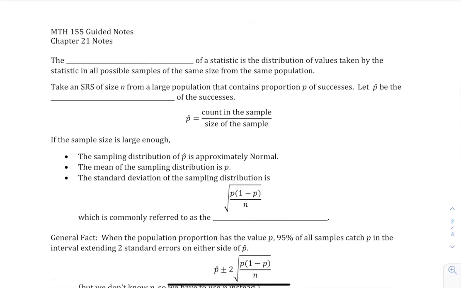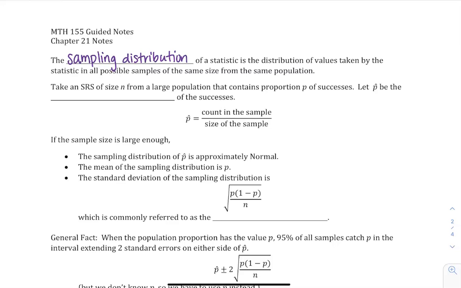So we need to start with this idea of the sampling distribution. What is a sampling distribution? Well, it's going to provide us the distribution of values taken by the statistic in all possible samples of the same size from the same population. All right, that's a lot going on here, but imagine that we had some population and we were to take a sample of, say, 10. And then we were to take another sample of 10 and another sample of 10. If each time we found the sample proportion, then we could look at how those sample proportions were behaving.